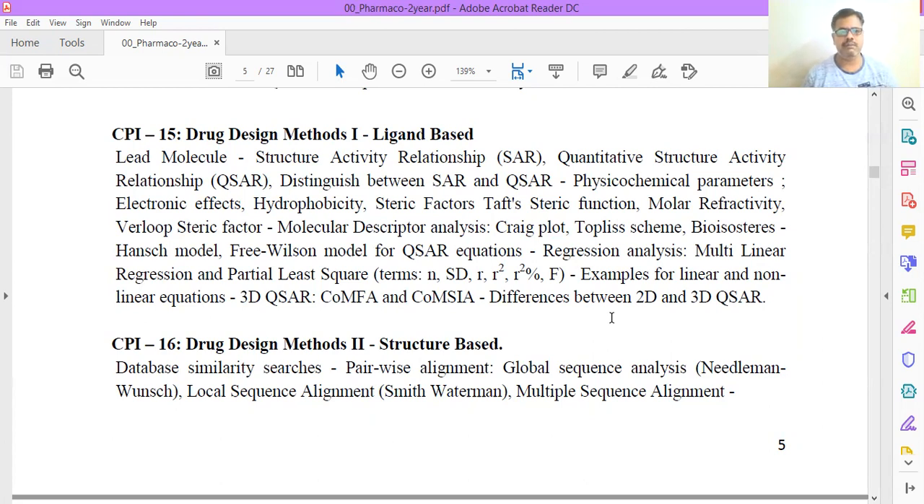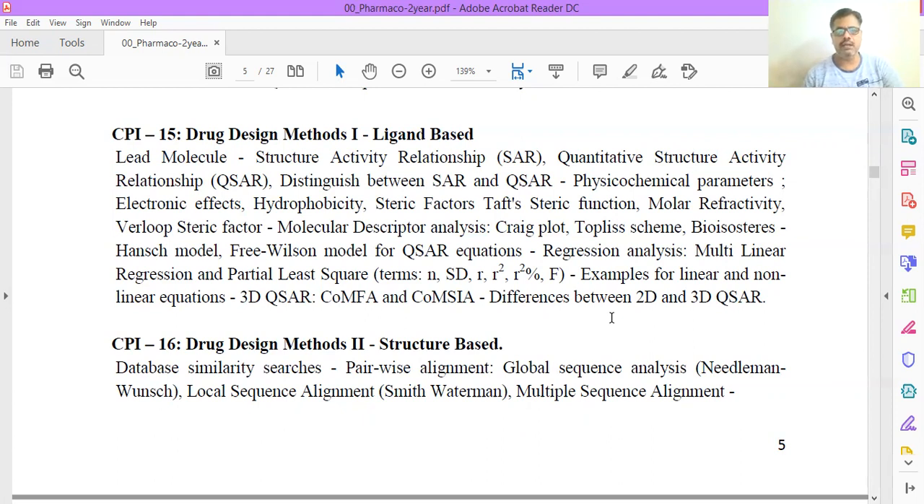Those physicochemical properties are electronic effects, hydrophobic or steric factors, Taft steric functions, molar refractivity, and Verloop steric factors. So how these different properties are involved in the biological activity will be analyzed here. Based on these properties, how to establish a SAR equation or QSAR equation, and also what is the difference between SAR and QSAR. These will be taken care of here.